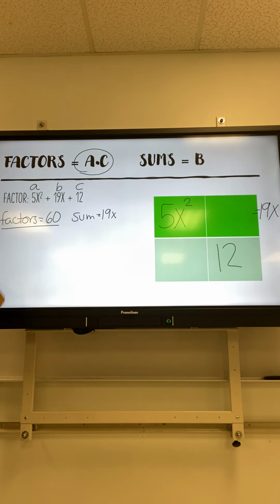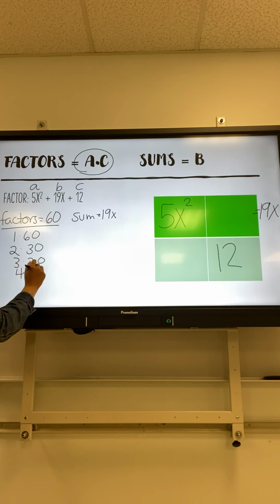So I list my factors of 60. If you need your chart, remember the chart, I uploaded it on the Schoology folder for Monday. So we have 1 times 60, 2 times 30, 3 times 20, 4 times 15, 5 times 12, 6 times 10, and I think that's it. Yeah, that's it. So we're looking for which one of these is going to add up to 19.